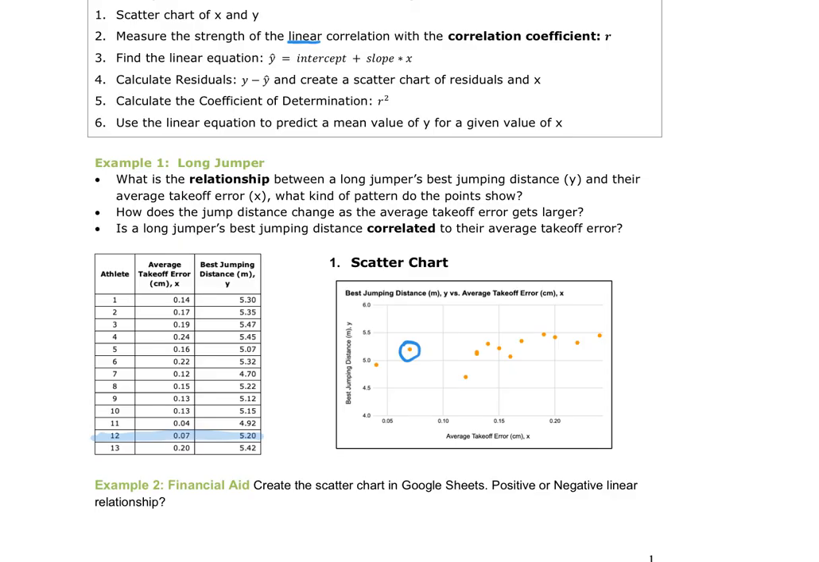The scatter chart can't tell us anything definitive as to if we have linear correlation or not, but we can start to get a general idea if there is possibly linear correlation. And what we can see from this is it does look like as x values go from left to right, the y values, the best jumping distance, are increasing, even if it's ever so slightly. And that would indicate positive linear correlation.